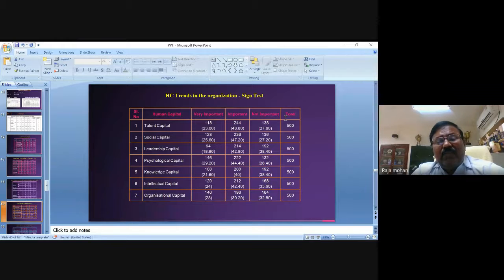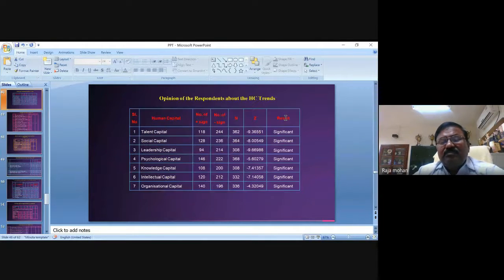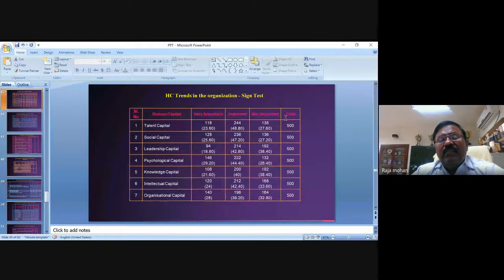Here, with a 3-point scale, while we are preparing the questionnaire itself, we can decide what kind of tool we are going to use. Here, he used a 3-point scale. For that, we can decide it is the sign test. See, very important, important and not important. That is what he can have. And how he used it, the thing to remember here: actually he ignored the neutral, and he took very important and important into consideration, and not important he ignored.